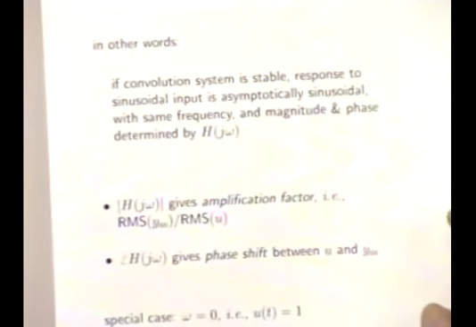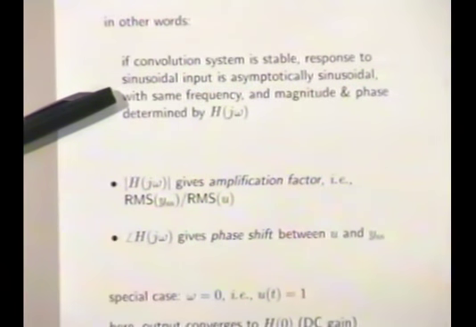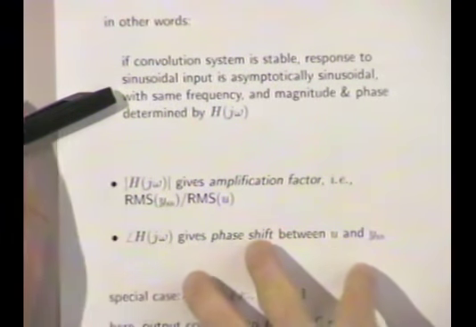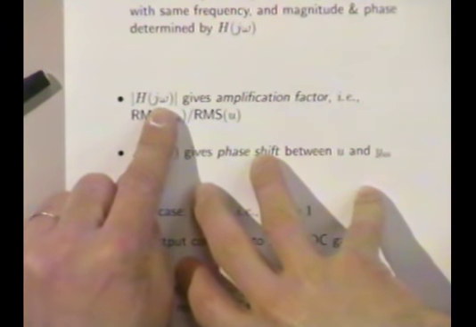In other words, we have an amazing fact here. It says that if a convolution system is stable, then the response to a sinusoidal input is asymptotically sinusoidal. And, even more interesting, it's at the same frequency. And the magnitude and phase come directly from the transfer function evaluated at s equals j omega, which is called the frequency response of the system. Comes directly from that. Right. So that's sort of the idea. And that gives you an interpretation of the transfer function evaluated at s equals j omega.